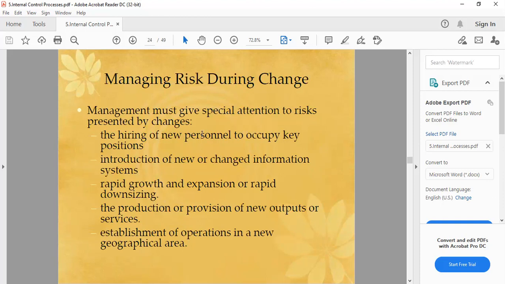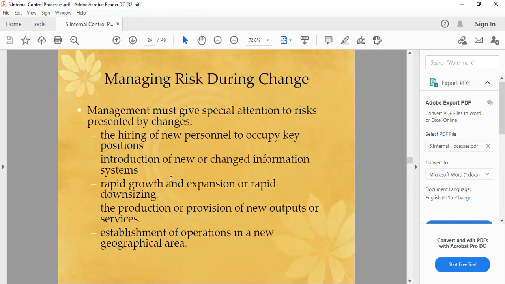So, for example, we must give special attention to risks like these changes: hiring of new personnel to occupy key positions. We just have to take note that if ever that personnel does not have the skills, that could be risky, or if that particular person is not within the business or organization and not able to acquire the relevant practice and experience, it would be posing risks, especially if the newly hired will be coming from outside of the business.